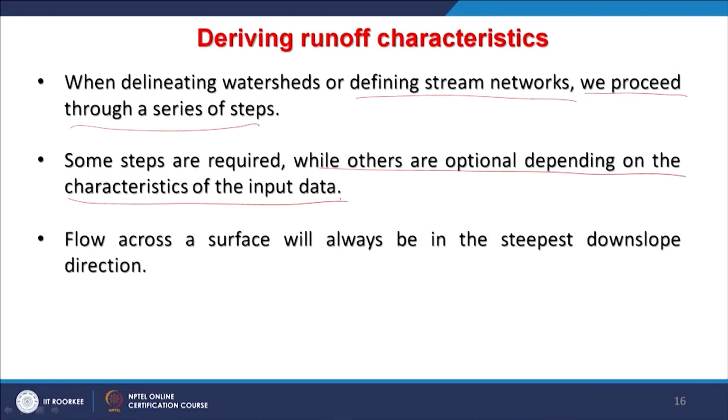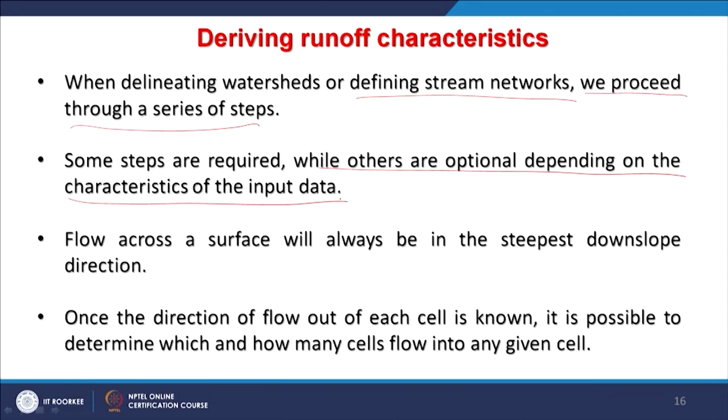And flow across a surface will always be in the steepest downslope direction. So, whichever cell has the greater difference in elevation, there the water will flow from the center cell, if we think in terms of that 3 by 3 kernel. Once the direction of flow out of each cell is known, it is possible to determine which and how many cells flow into any given cell. So, each cell has to flow out, but how many cells will flow into one cell will also be determined through flow direction.